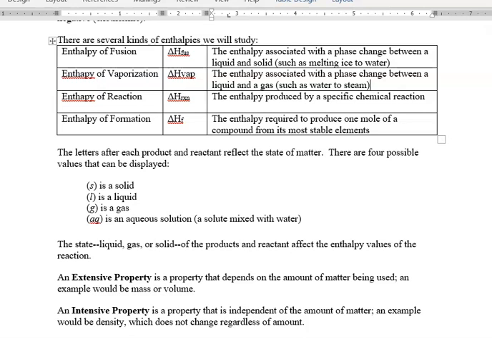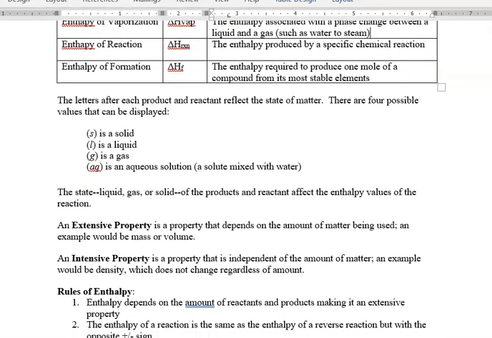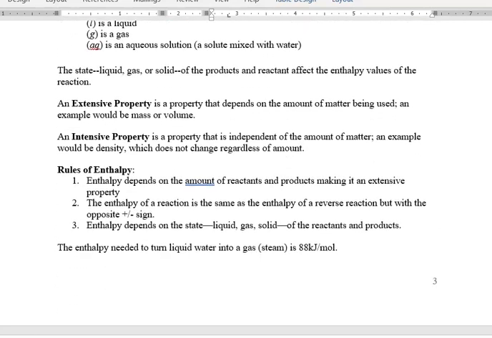Okay, the letters after each product and reactant reflect the state of matter. There are 4 possible values that can be displayed. You've seen these before: solid, liquid, gas, and aqueous means something mixed in with water. Just think of your common example of salt water. That's an aqueous solution. It looks like a liquid because it looks like it's mostly water, so you'd say that's a liquid, but it's not. It's called a solution. If it's pure water, it's called a liquid. If it's salt mixed in water, even just a little bit, it's called a solution. The state, liquid, gas, or solid of products and reactants affect the enthalpy values of reaction.